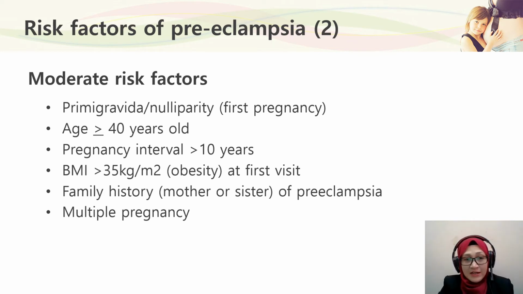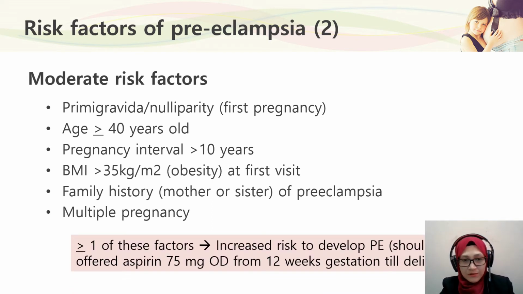Age of 40 years old and above. Pregnancy interval of more than 10 years in between pregnancies, which is the previous pregnancy was 10 years ago or more. BMI of more than 35 kg per meter square, obesity at the first visit. Family history of preeclampsia, mother or sister, and multiple pregnancy, which can be twin pregnancy or triplet pregnancy.